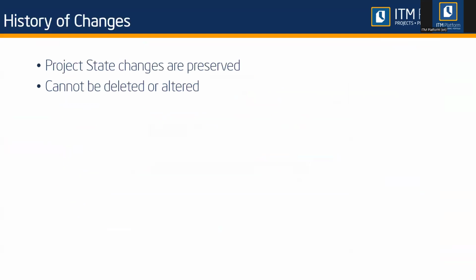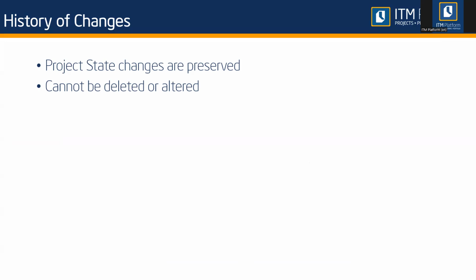In addition to what you just saw, ITM Platform will also provide you with a history of changes. All project state changes are preserved, so you can always see what happened in the past. And one important thing, they cannot be deleted or altered. Whenever a project is created inside ITM Platform, this history is going to be kept. This is system enforced, right?